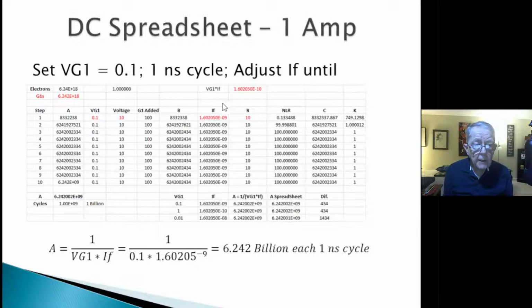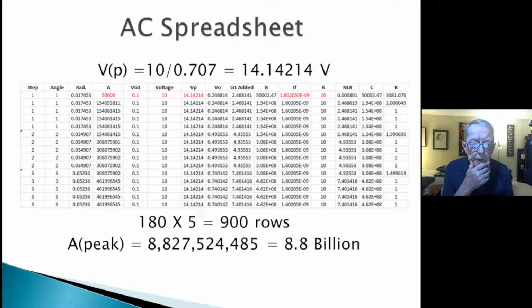When I set it to 0.1, each cycle was 1 nanosecond, and I adjusted IF until I got that value. And the base number of particles going around the circuit all the time is 6.24 billion in each 1 nanosecond cycle. I covered that last time. I'll give you the link to the video in the description of this one when you read it.